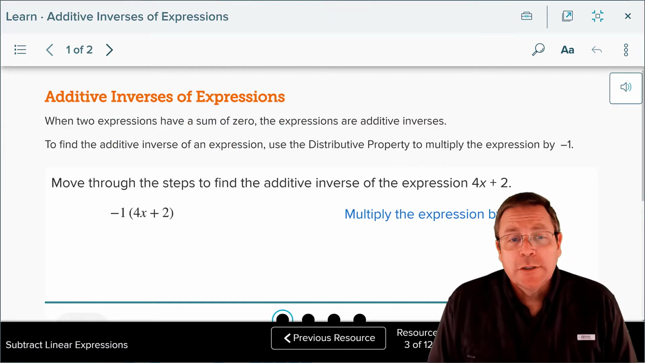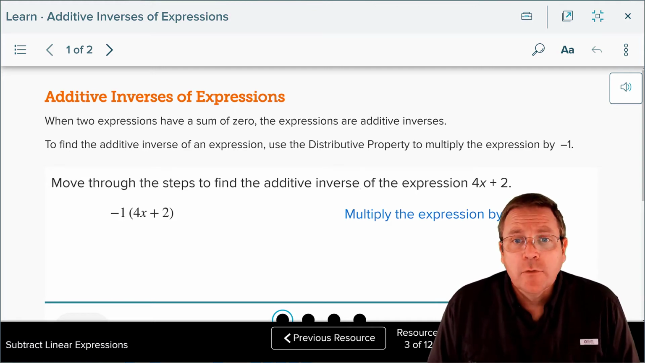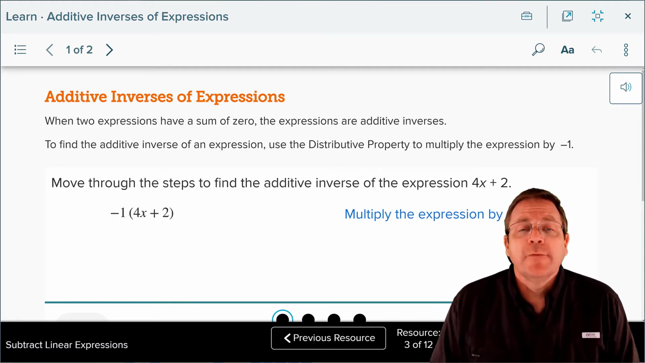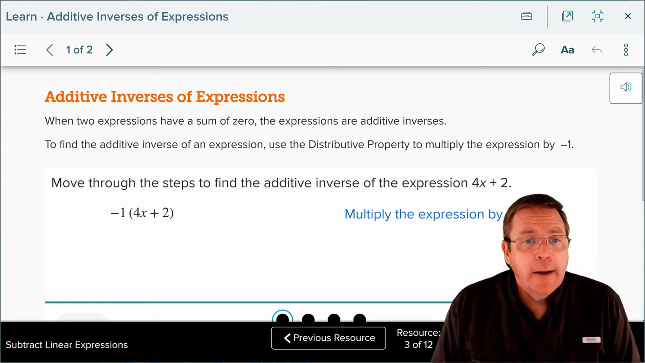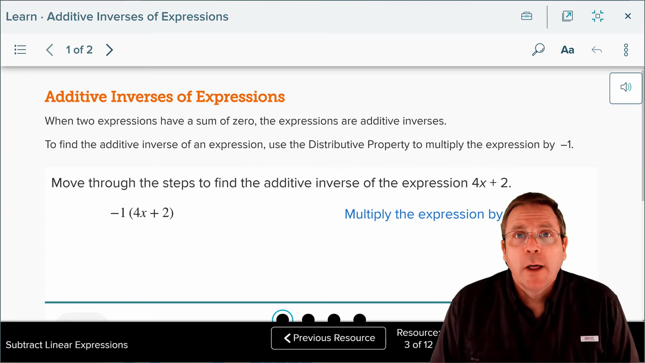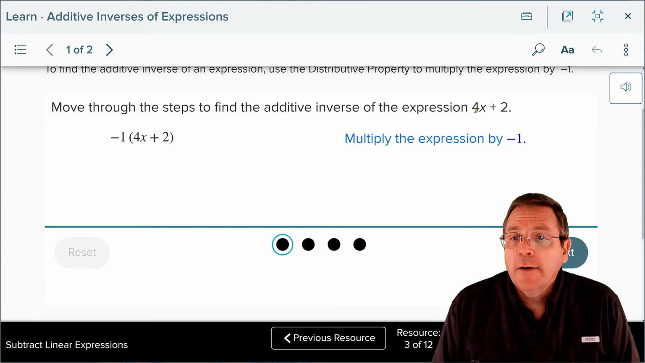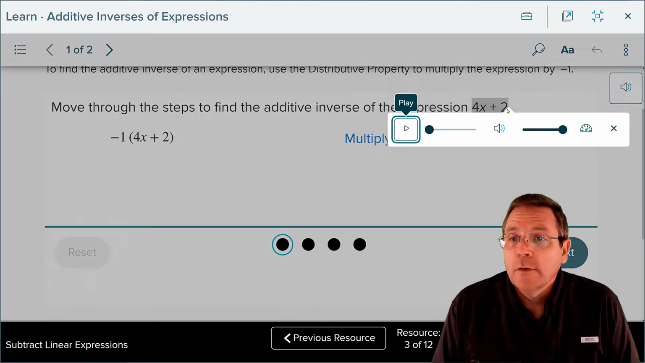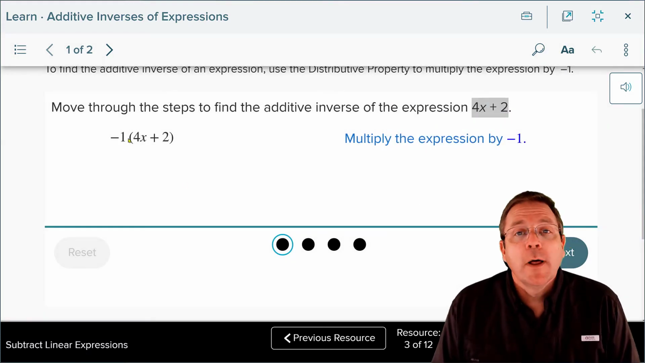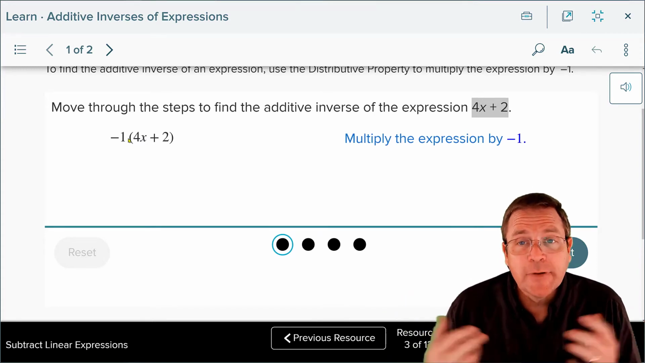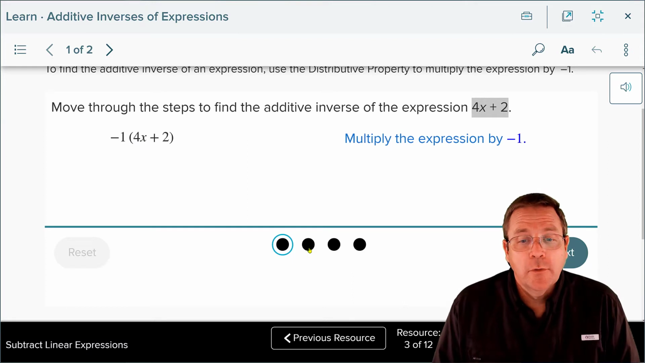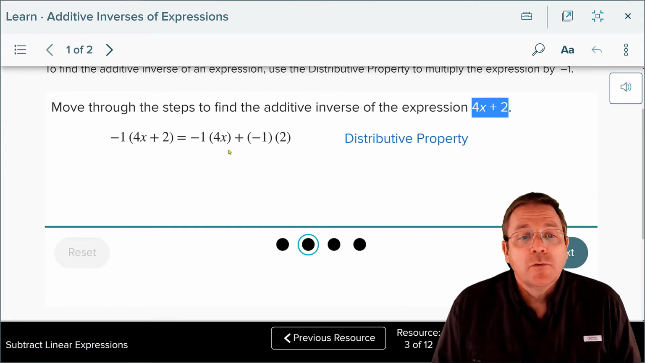When two expressions have a sum of 0, the expressions are additive inverses. We've already discussed this before and defined that term. To find the additive inverse of an expression, use a distributive property to multiply the expression by -1. So we want to find out what the additive inverse of 4x plus 2 is, and to do that we're going to multiply 4x plus 2 by -1, and that will tell us what the opposite value of 4x plus 2 is. So in doing that, you use a distributive property.